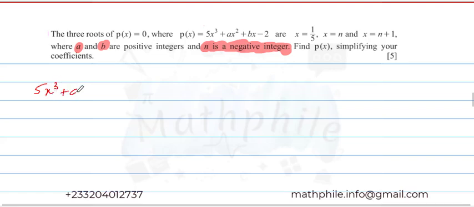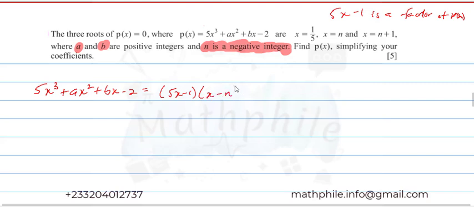So let me just write the p of x, then I'll try to use the comparison method to analyze this question. Because we're told that x equals 1 over 5, I can boldly say that 5x minus 1 is a factor of p of x. So in this case, the first bracket is going to be 5x minus 1. I do the same thing for x equals n, that will be x minus n. Then the last one will be x minus n minus 1.